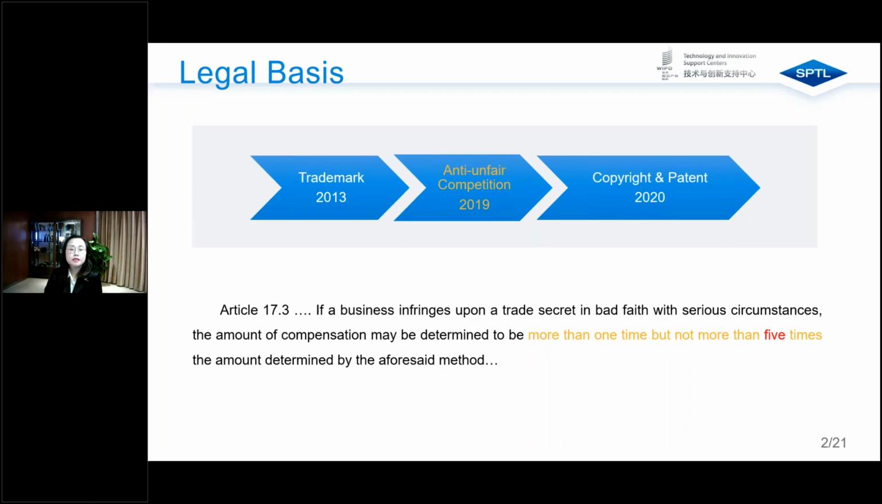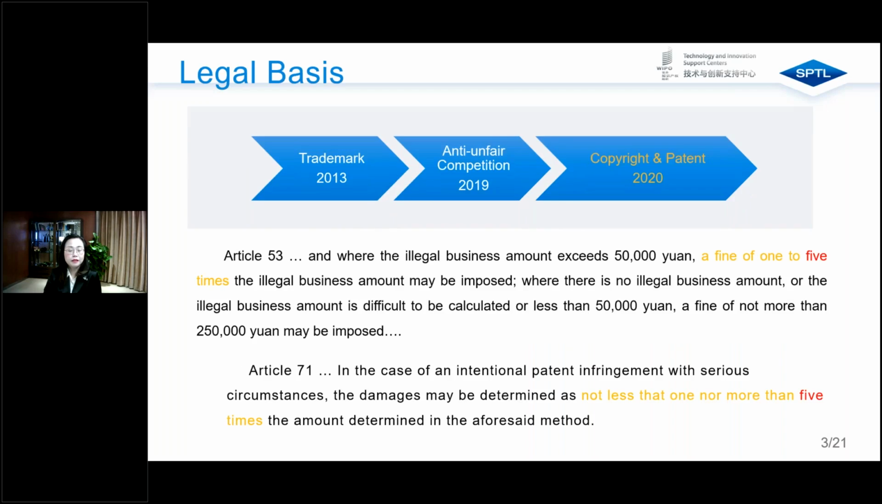In the same year, the amendment of the Anti-Unfair Competition Law also introduced the punitive damages system. The multiple is more than 1 time but less than 5 times. In the year 2020, the amended patent law and copyright law, which already came into effect on June 1st this year, also include the punitive damages system, and the multiple is more than 1 time but less than 5 times as well.